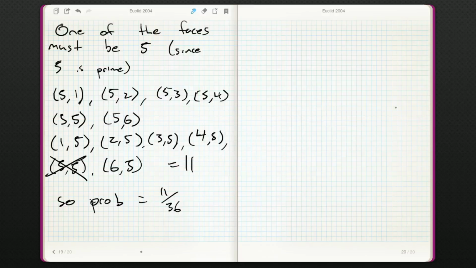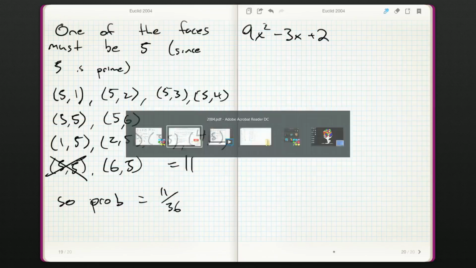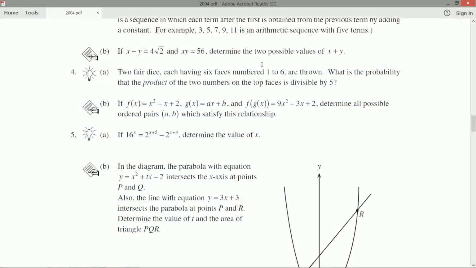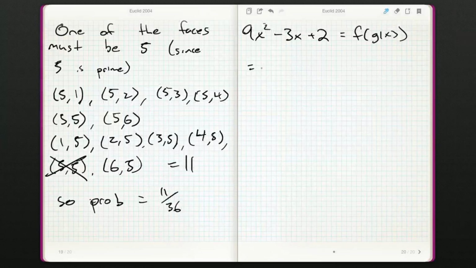So f of g of x, we're told that that's 9x squared, I think it was minus 3x plus 2. Let's just quickly go back and check. Good memory. So that is the same as f of g of x, and that comes about by plugging g of x into f. Now, f was x squared minus x plus 2. So we take g of x, ax plus b, and we put that in.